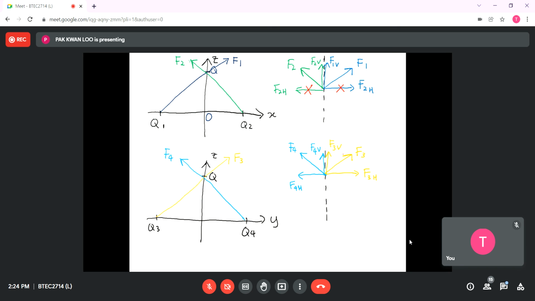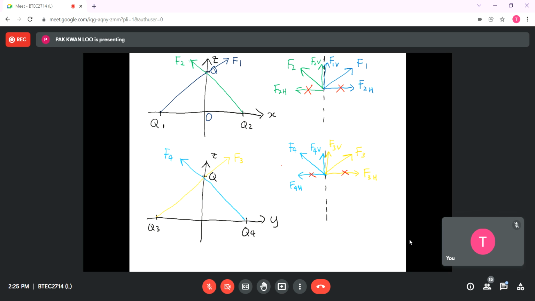The justification here is the same. Since both Q3 and Q4 are spaced equally with respect to the z-axis, and they also have the same charge, the forces exerted on Q will have the same magnitude, but of course the direction is different. So from this diagram here, again the horizontal component will be cancelled off.